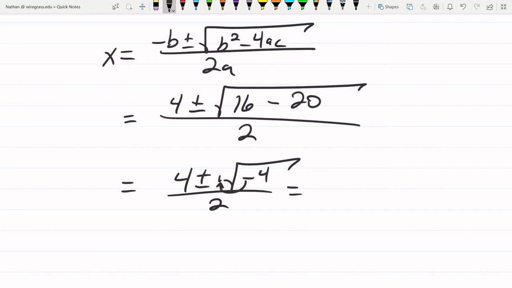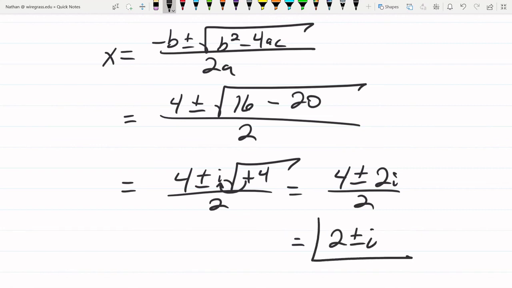This comes on the outside as an i, and the square root of 4 is 2. So we get 4 plus or minus 2i over 2. And we can divide out 2 from both 4 and 2, so that gives us 2 plus or minus i. And that's the reason why we could not see them on the graph: they were complex. And the thing that I graphed was on the real number plane.